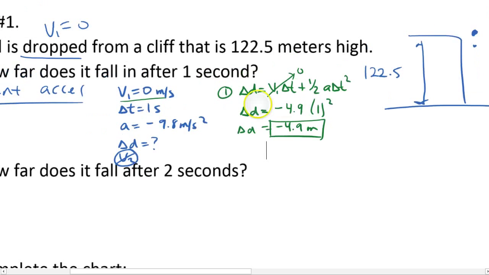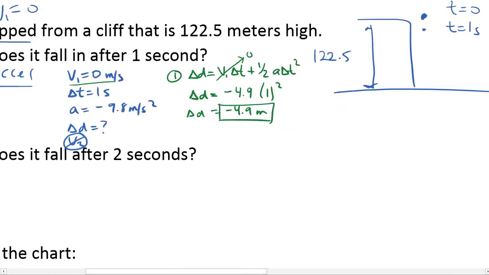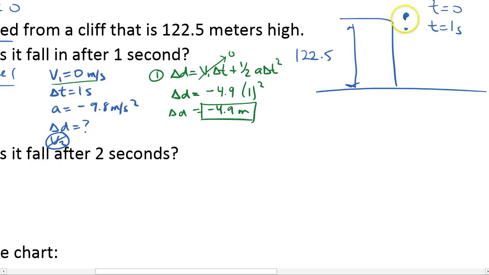So the question is, how far does it fall after 1 second? So why is delta D negative? Well, it started from here, right, and it went down 4.9. So you could say it has fallen 4.9 meters. All right, so the negative part means that it's gone downwards, and that's what that fall means.